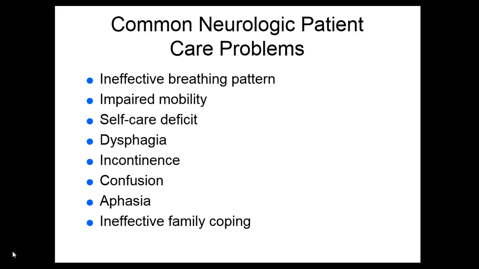Some of the common neurological problems that you will see as far as nursing diagnoses go: ineffective breathing pattern, impaired mobility, self-care deficit, dysphagia, incontinence, confusion, aphasia, and ineffective family coping. Many of these nursing diagnoses you've probably become familiar with, but I did just want to mention aphasia.